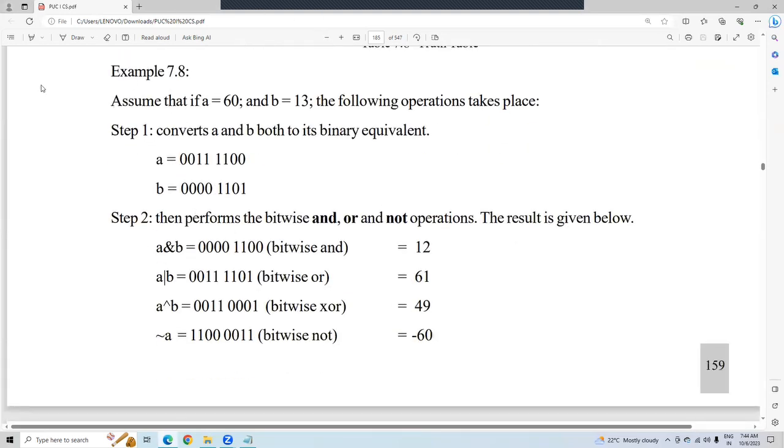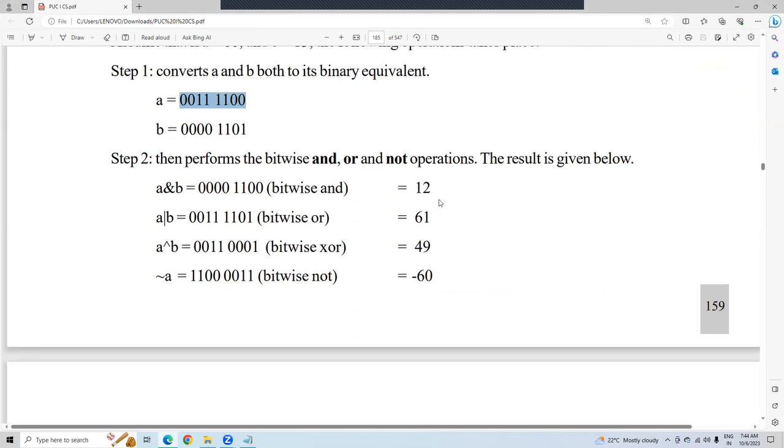Let us see with an example. Assume that A is equal to 60 and B is equal to 30. First, you have to convert these numbers to their equivalent binary format. Here the conversion is done. In the previous chapters, we have discussed how to convert decimal numbers to binary. After that, perform the bitwise AND operation, OR operation, or NOT operation on it.